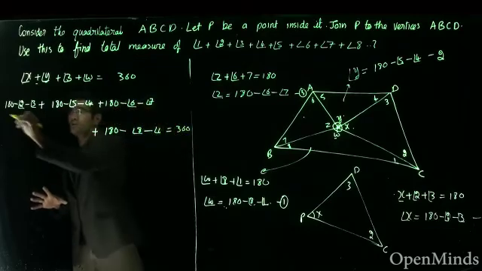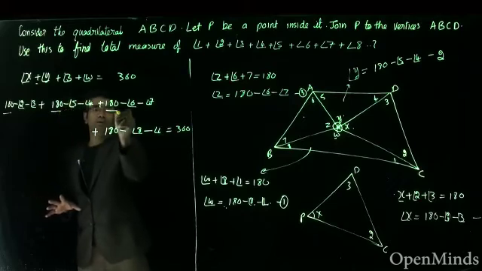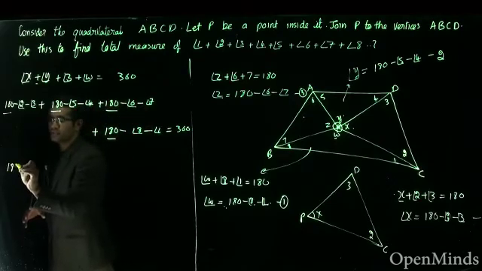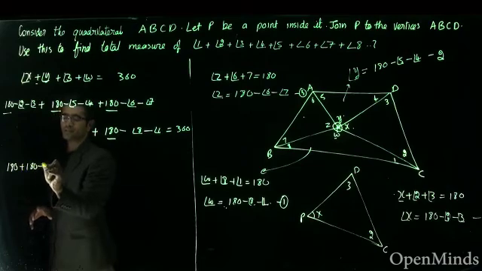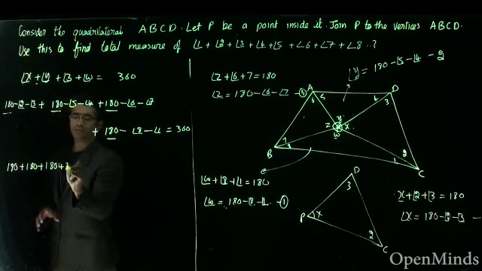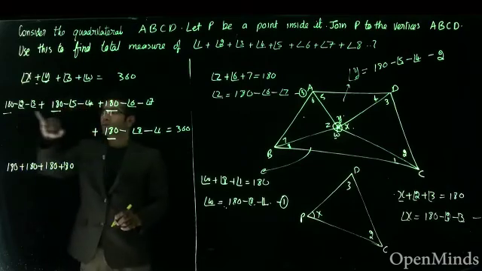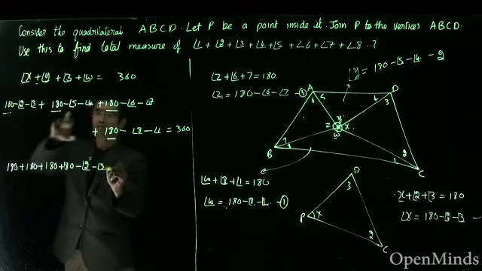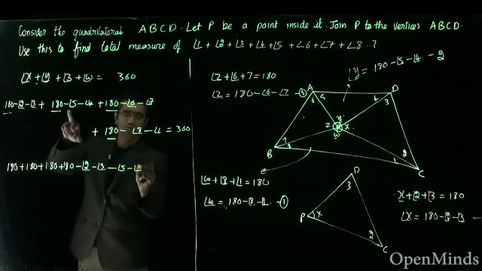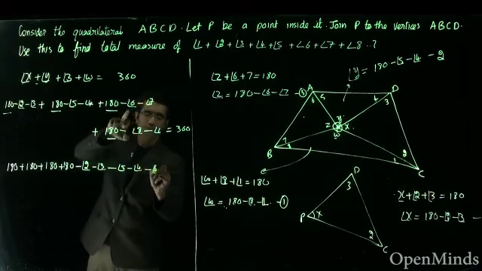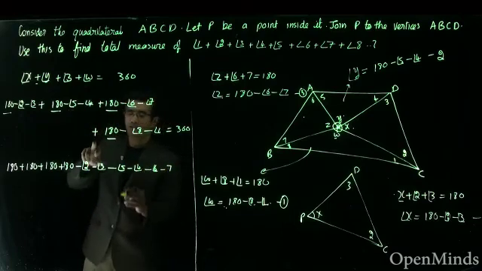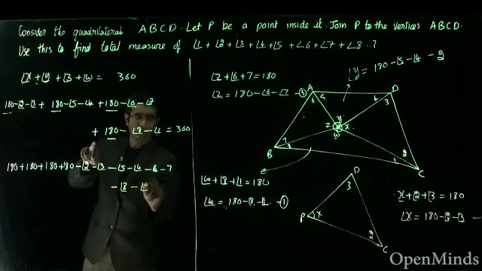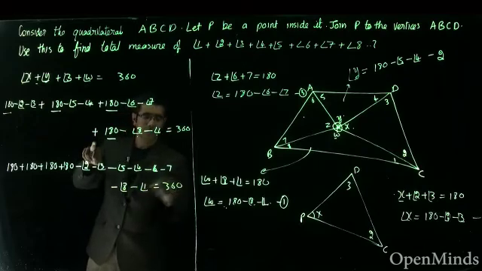Okay, what's happening now is we have a 180, 180, 180 and another 180. There are four 180s. Let's write that: 180 plus 180 plus 180 plus 180. Okay, we got this much. Then we have angle 2 with a negative sign. There is minus angle 2 minus angle 3. Then you have minus angle 5 minus angle 4. Okay, minus angle 6 minus angle 7. And you do have these two guys, that is minus angle 8 minus angle 1, is equal to 360 degrees.